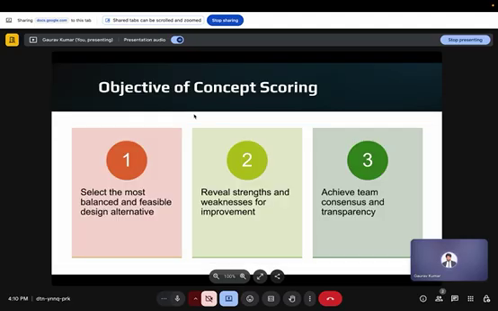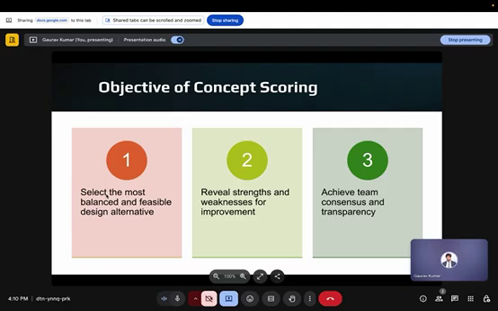Moving towards the next objective of concept scoring. The fundamental goal of concept scoring is to select the most balanced and feasible design alternative by comparing the competing concepts on multiple dimensions. Beyond selection, it also helps designers identify individual strengths and weaknesses, allowing improvement and hybridization. It embodies the design philosophy that refinement is as important as choice.